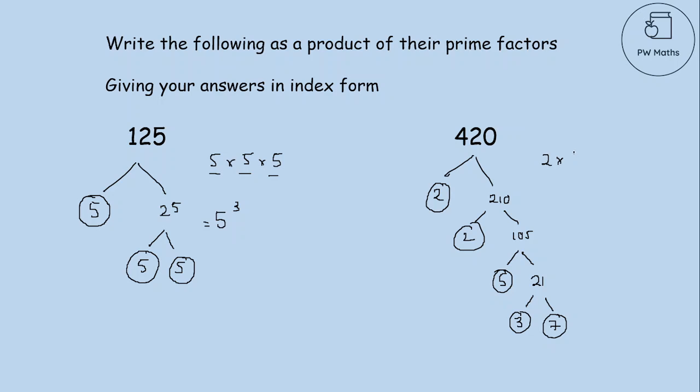2 times 2 times 5 times 3 times 7, tidying it up a little bit: 2 to the power of 2 times 3 times 5 times 7. I like to put them in number order, and as multiplication is commutative, it doesn't really matter if I change those around.